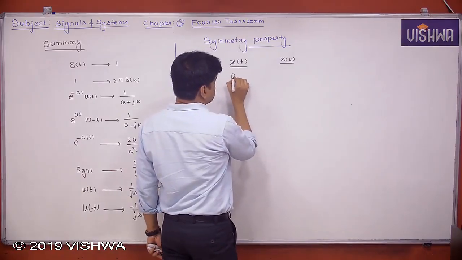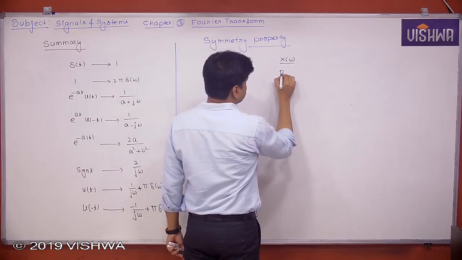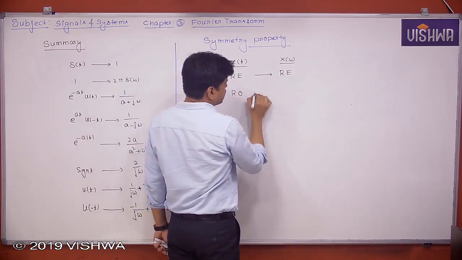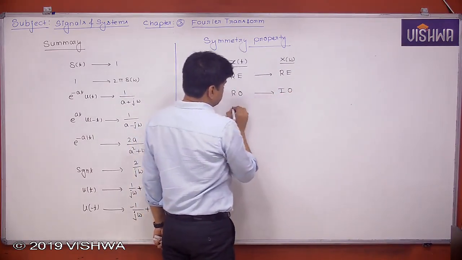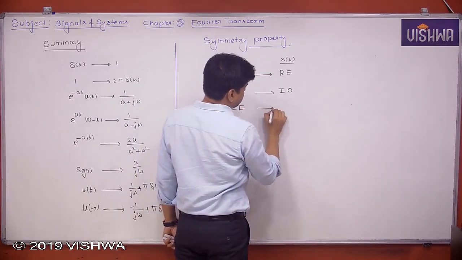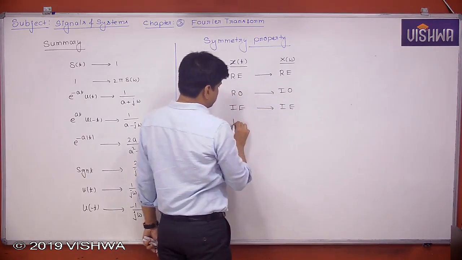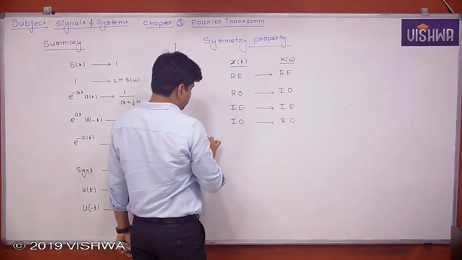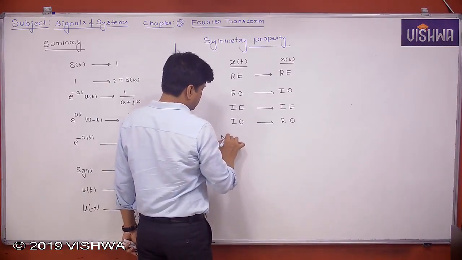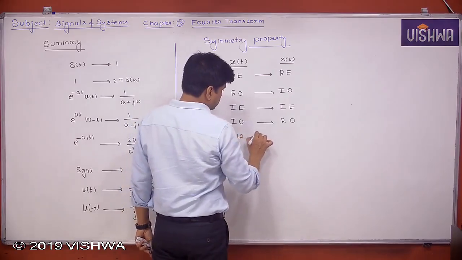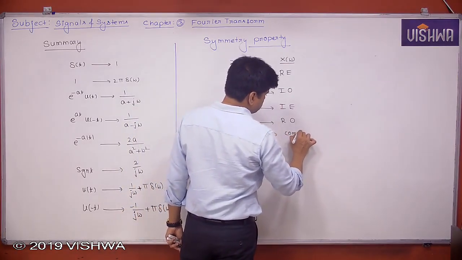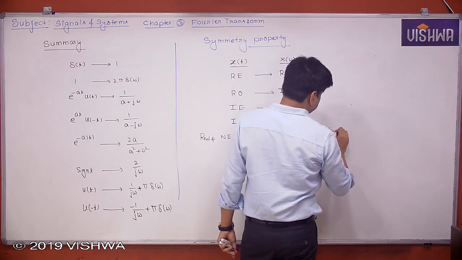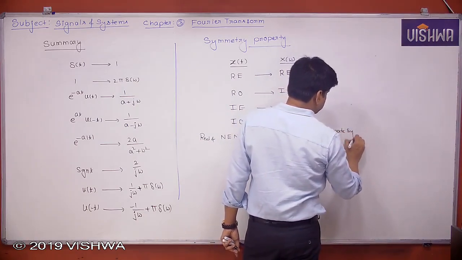If x of t is real and even, then x of omega is also real and even. Suppose if it is real and odd, then it is imaginary and odd. Imaginary even, then imaginary even. Imaginary odd, then it is real odd. Suppose if it is real and neither even nor odd, then it is going to be a complex function and exhibit conjugate symmetry.